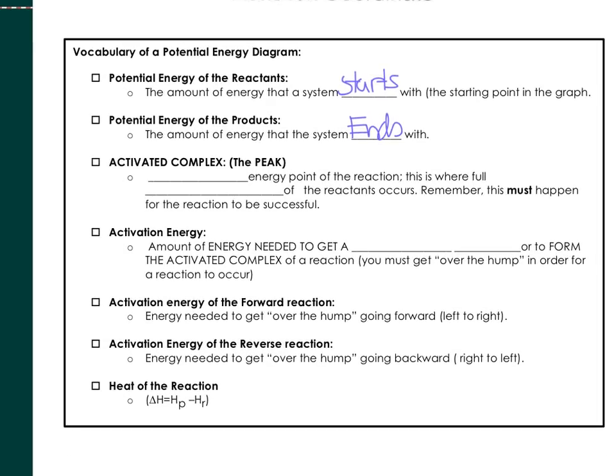So we're at the activated complex. And now I've written here for you that the activated complex is actually the peak of our graph. And what we need to understand is the activated complex is the highest energy point of the reaction. This is where a full rearrangement of the reactants occurs. So where we take our reactants and we break all the bonds and we start to form our products. And this must happen in order for our reaction to be successful.